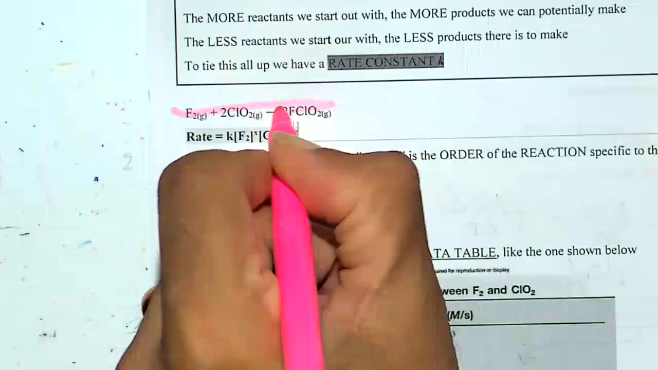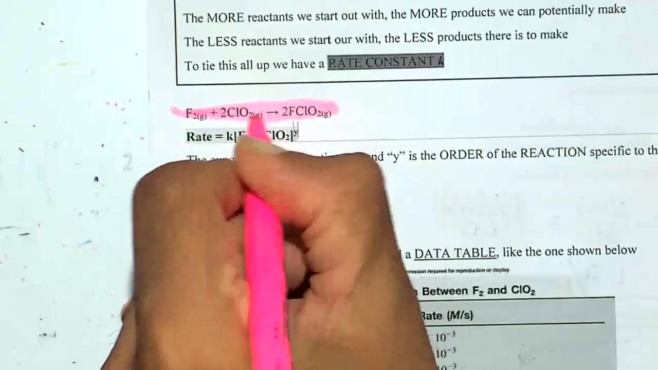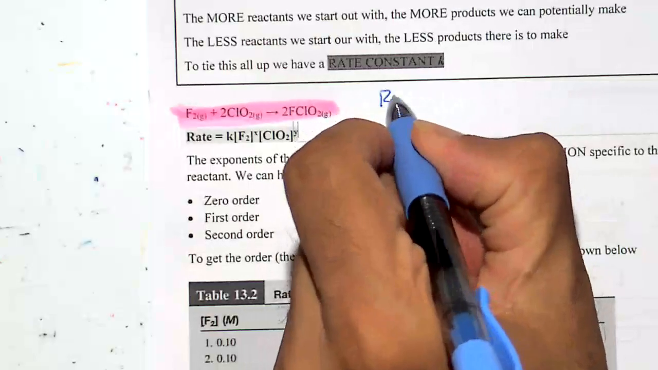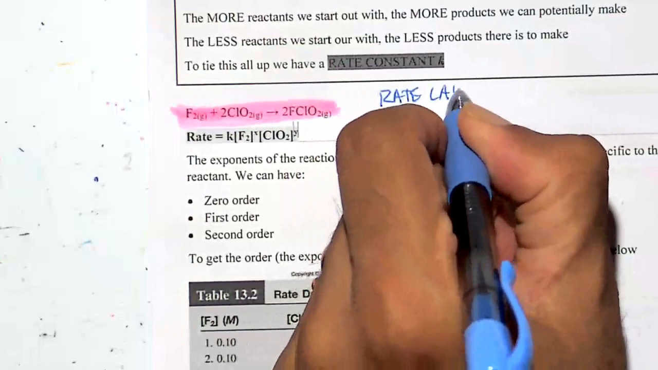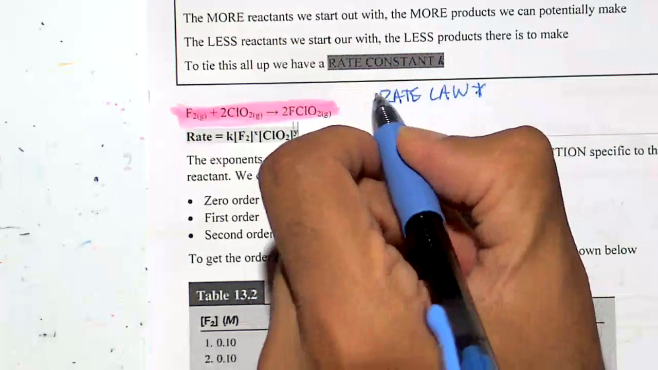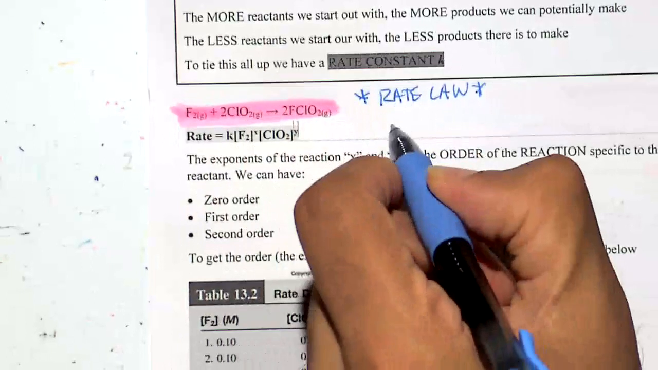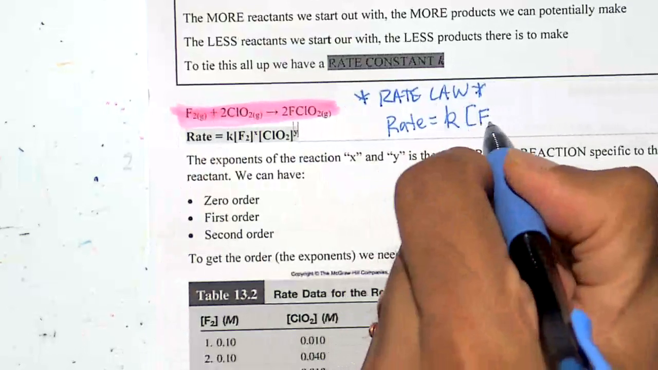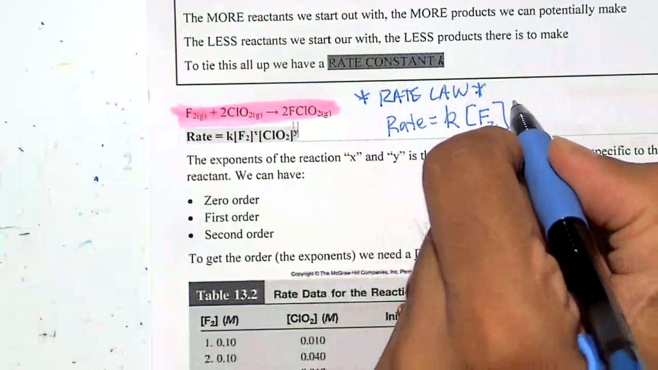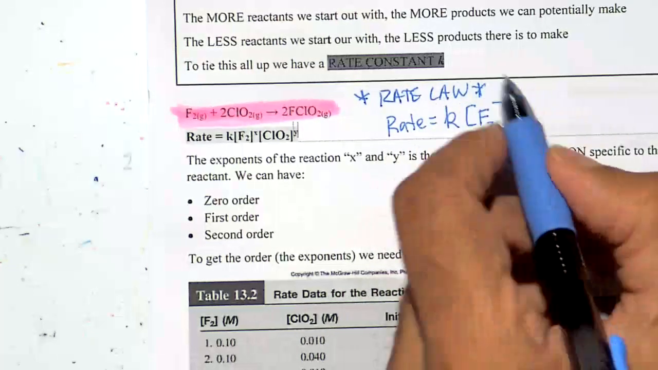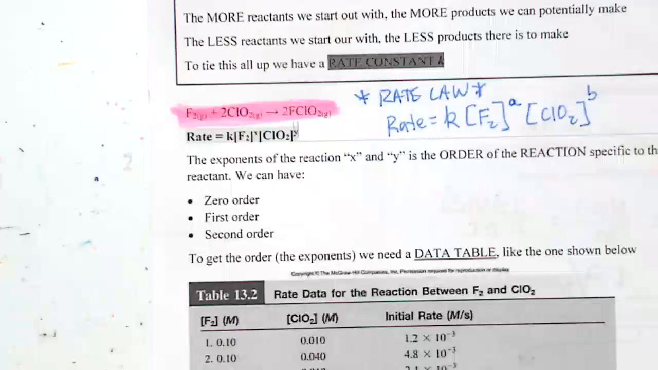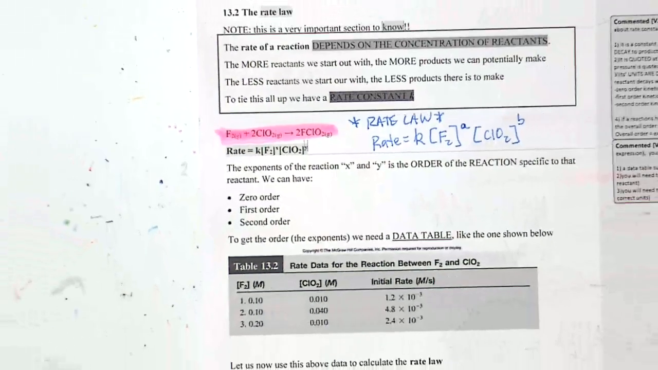We're going to use this equation, F2 plus 2ClO2 gives you 2FClO2. Here's our equation. We want to know how fast this reaction is going to occur. How fast this reaction is going to occur is based on a rate law, not rate expression. So the rate here is going to be some rate constant K times the reactant F2 and the order of its decay, times reactant ClO2 to the power of the order of its decay.